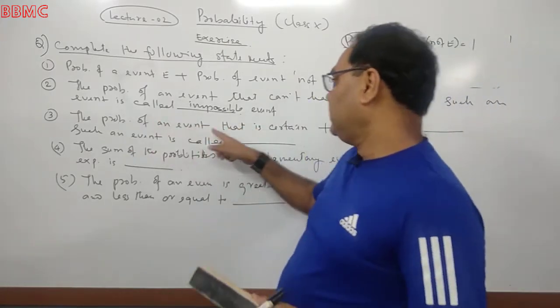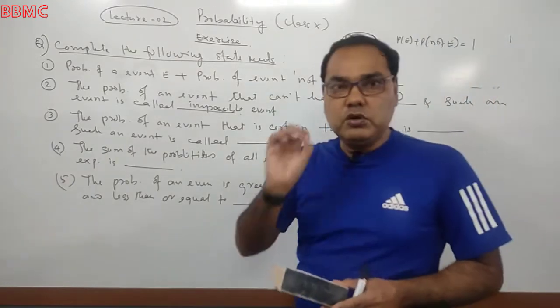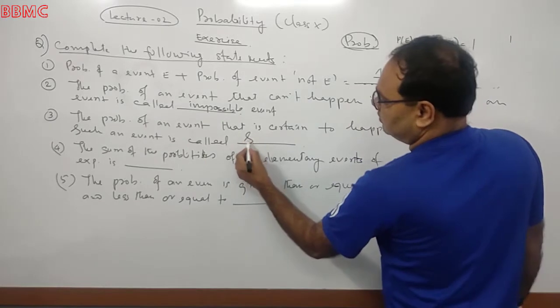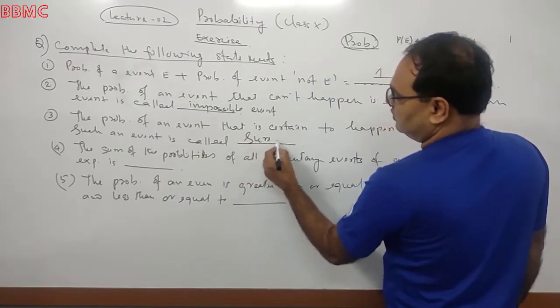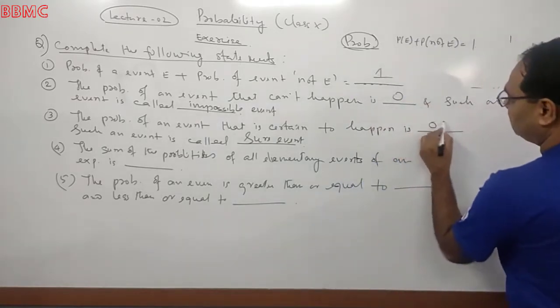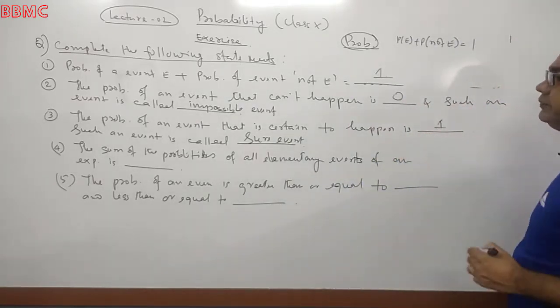Similarly, the probability of an event that is certain to happen, that is a sure event. Such an event is called what? A sure event. What is the probability of a sure event? 1.